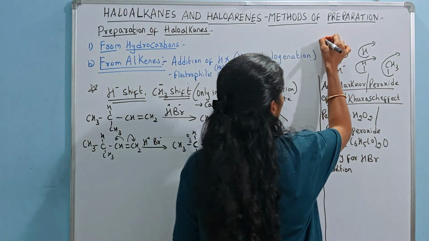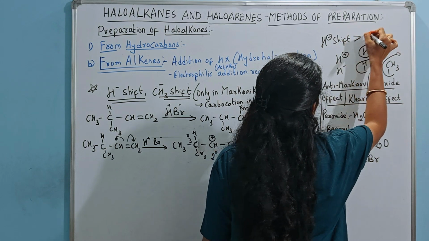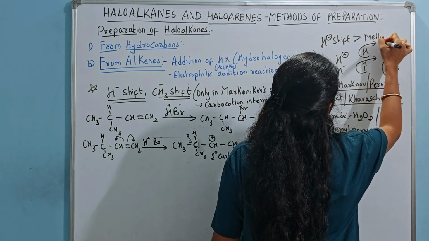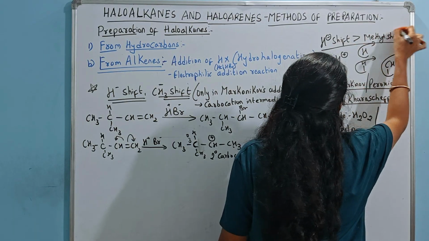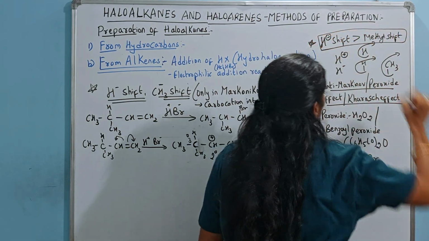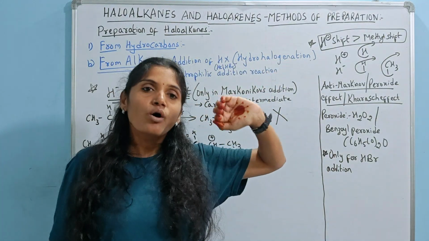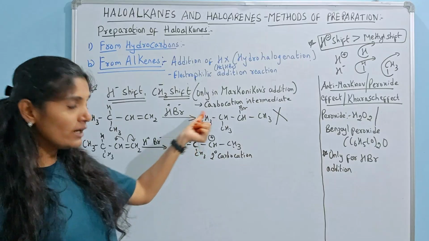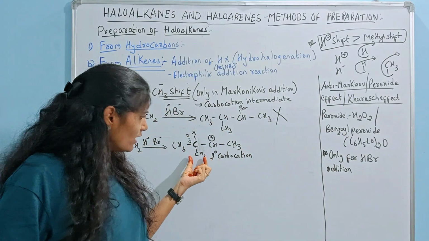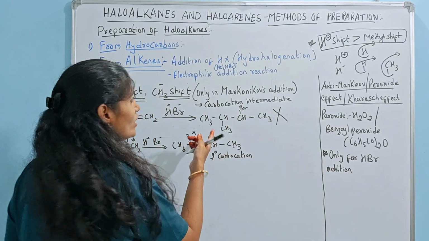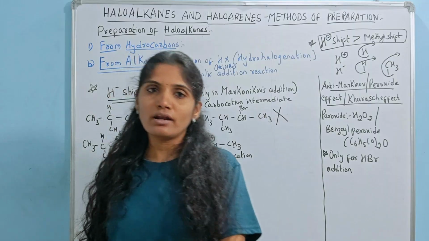Should I prefer hydride shift or methyl shift? We will always prefer hydride shift over methyl shift. The reason is hydrogen is a lighter group, so I prefer moving a lighter group. Transferring a lighter group onto the next carbon is easier than transferring a bulkier group. So when you have competition between hydride shift and methyl shift, you will always do hydride shift.